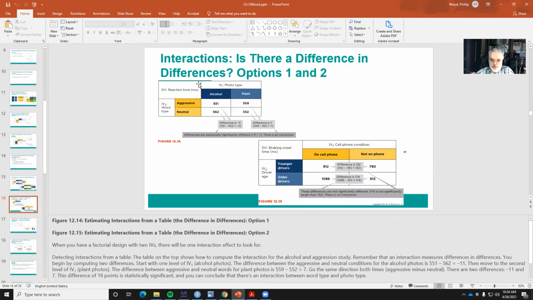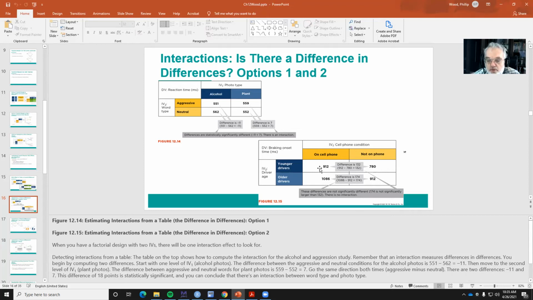And this is saying in words, as I look at the difference, I can ask myself the question, is the difference between these conditions different across levels of the other variable? And I can do that either horizontally or vertically. So in this case, if I'm looking at the effect for aggressive and neutral words in the alcohol photo condition, I've got a -11 versus a 7 for the plant condition. And a test of an interaction answers the question, is this -11 different than this 7?